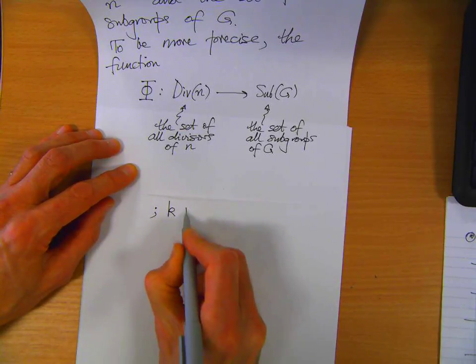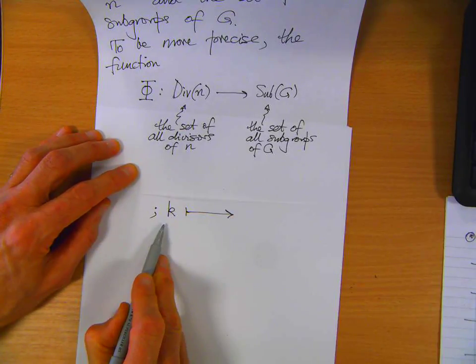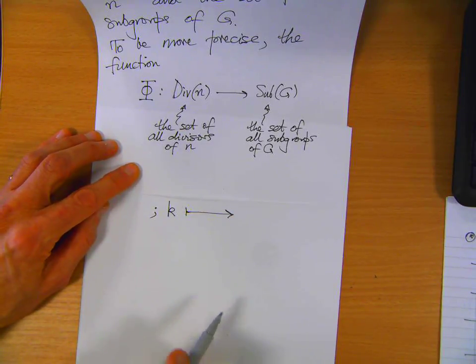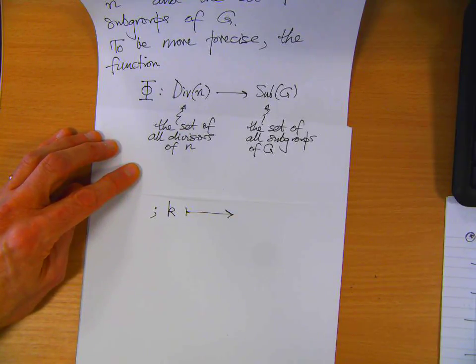k. So k is a divisor of n. So for instance, if n was 128, k might be 2 or whatever.